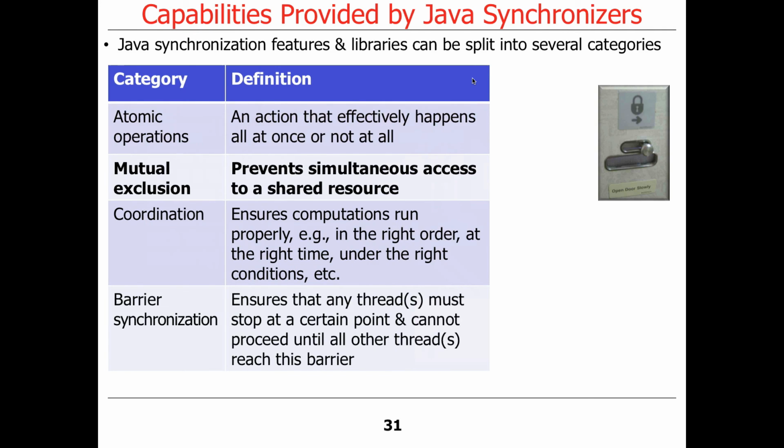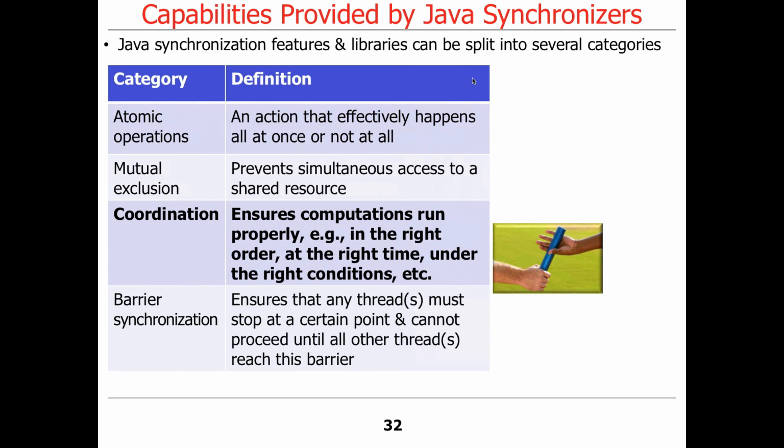Mutual exclusion is used to prevent simultaneous access to a shared resource. So think about the restroom on a plane. You want one person in there at a time. We'll talk about that example later when we talk about synchronized statements, synchronized methods, and reentrant locks. Coordination is what is used to ensure that computations in different threads run at the right time, in the right order, under the right conditions, and so on.